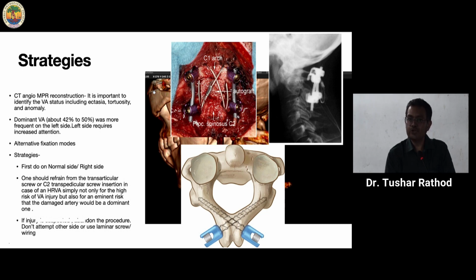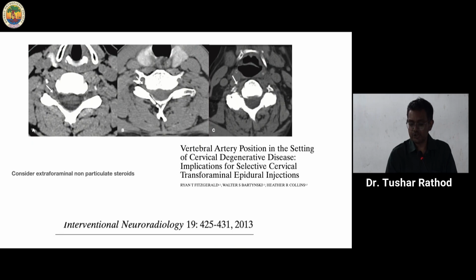And if you injure a vertebral artery, just stop the procedure, abandon it. Don't try to cannulate the other side. You don't want to cause a bilateral vertebral artery injury, and one should just do a bone grafting or a wiring and come out.